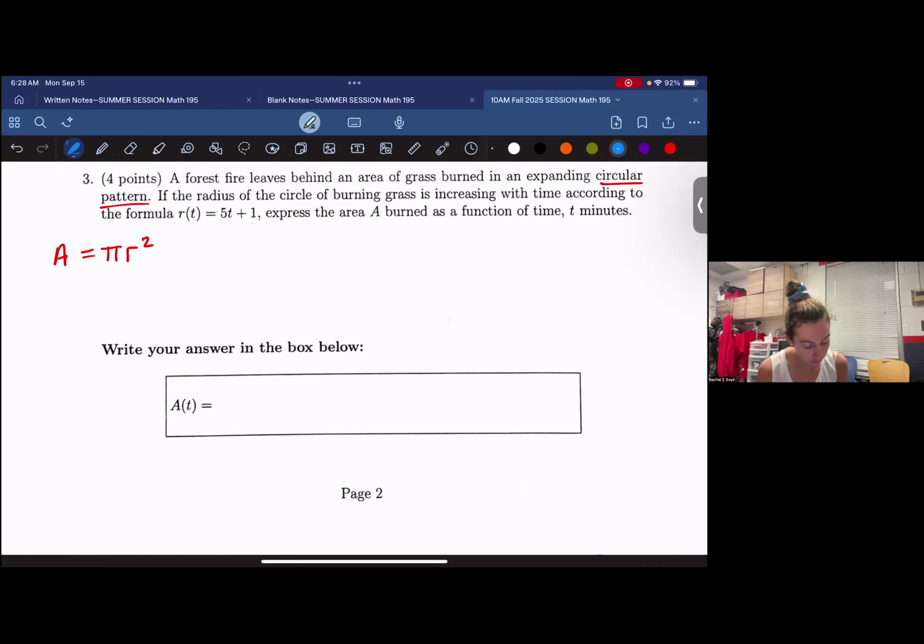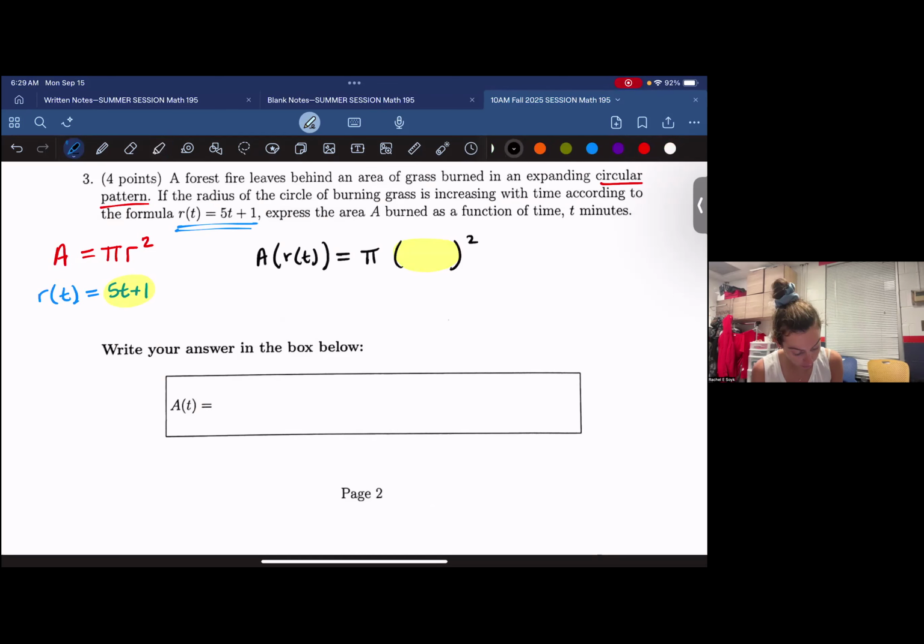We're given that the radius of the circle of burning grass is increasing with time according to the formula. So we have our radius in terms of function notation, 5t plus 1. We want to express the area burned as a function of time, t minutes. So we're essentially looking at A of R of t. So wherever you see an R, draw some big giant parentheses, and then inside those parentheses, fill that in with our 5t plus 1. And that's your answer.